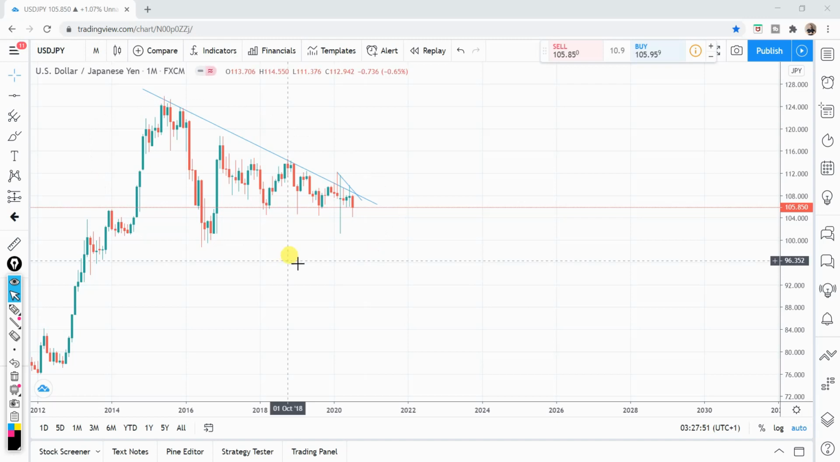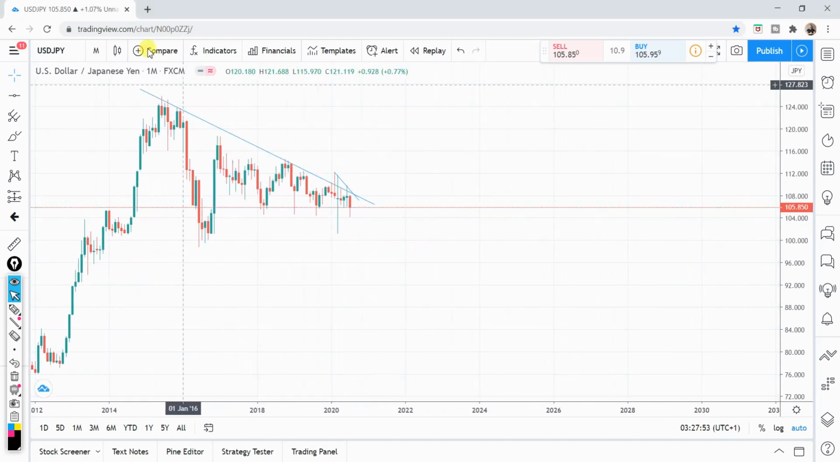Okay, let's jump in and start analyzing. So the monthly time frame, US dollar Japanese yen. The first thing I want to point out is that this month the price came down to make a low, and if you look closely, it's lower.